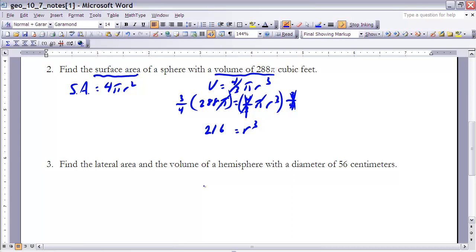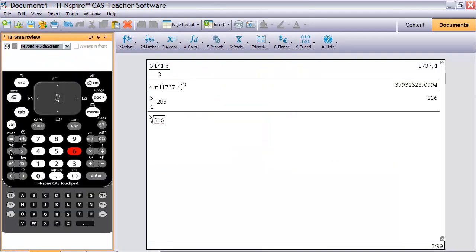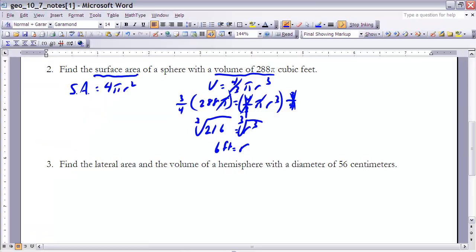Now to find r, I have to take the cube root of both sides. If I take the cube root of r cubed, that's just r. And now I'm going to take the cube root of 216. Okay. Cube root of 216, and we find that that is 6. So the value for the radius would be 6. So I put over here 6 feet for my radius.